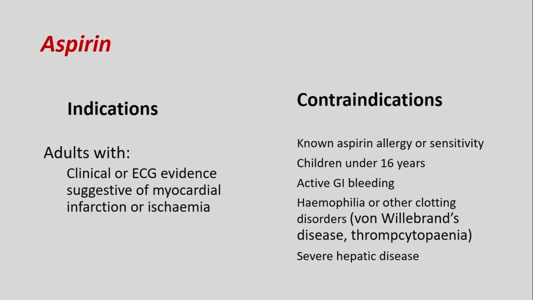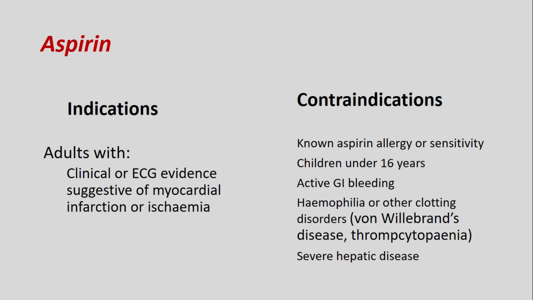Aspirin is indicated for those patients showing clinical or ECG evidence suggestive of myocardial infarction or ischemia. What that means is that you do not have to have an ECG with ST segment elevation in order to administer aspirin. It might be that your patient has clinical evidence suggestive of cardiac chest pain, but no ECG evidence. In these cases, aspirin would also be indicated. Regarding the contraindications, aspirin allergy or sensitivity to aspirin is quite a straightforward one.